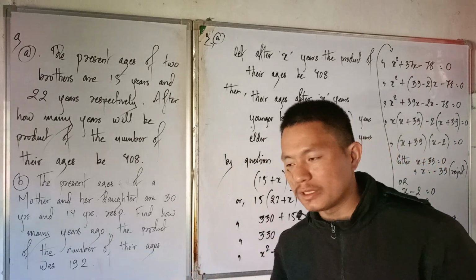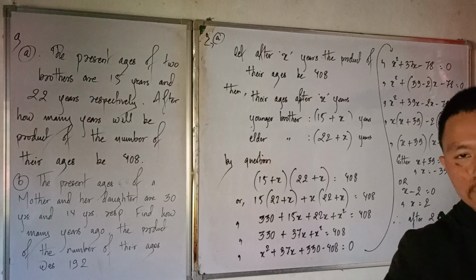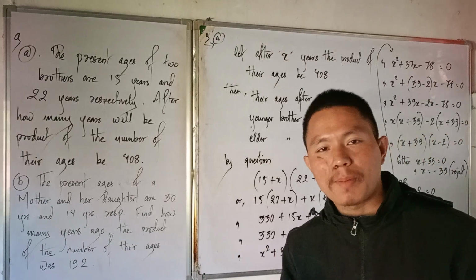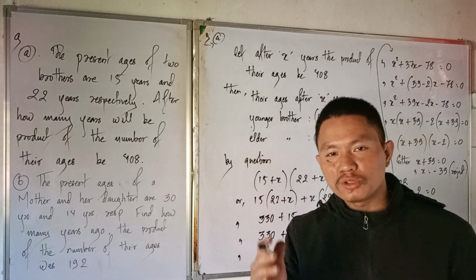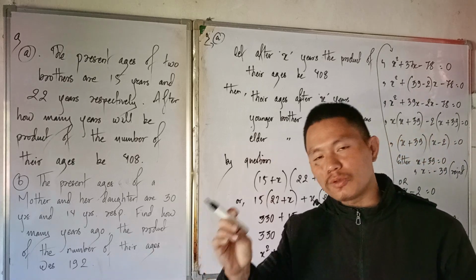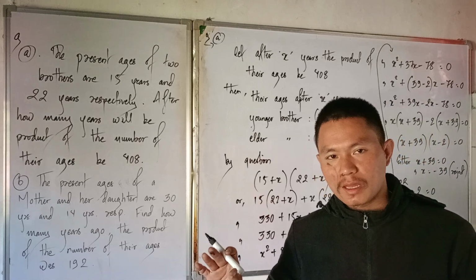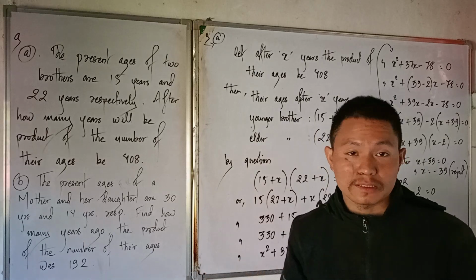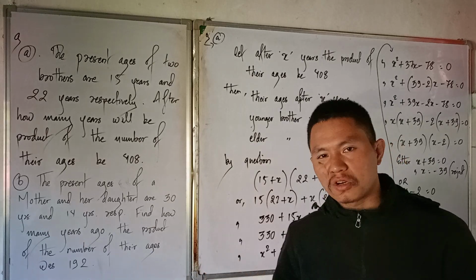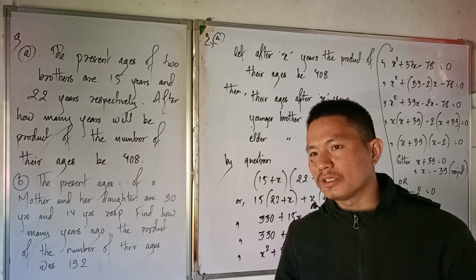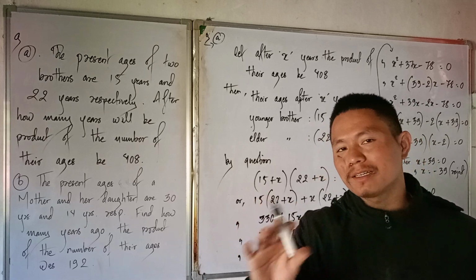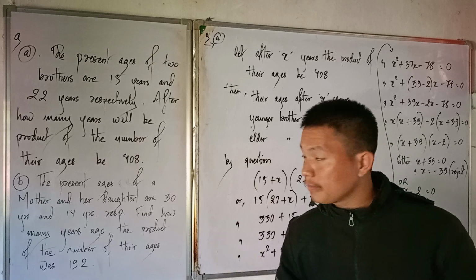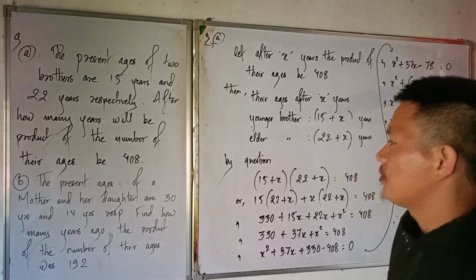How many years ago means you have to move back in the ages, so you have to subtract from whatever age you have, because we are moving back in the ages. So for how many years ago, or how many years before, you just subtract.